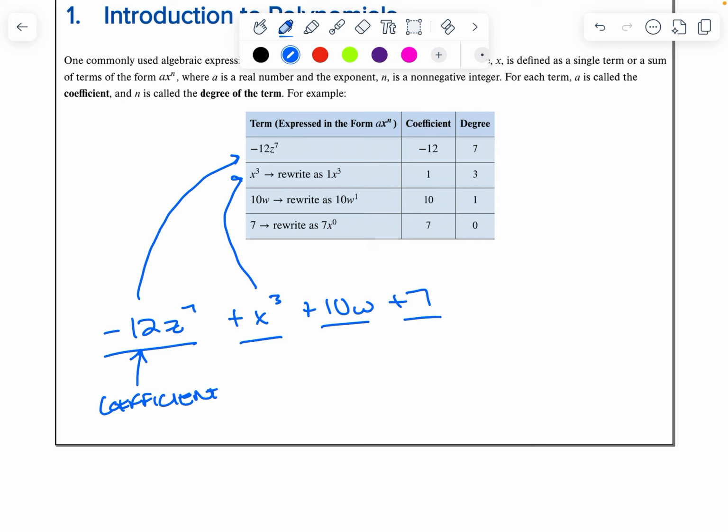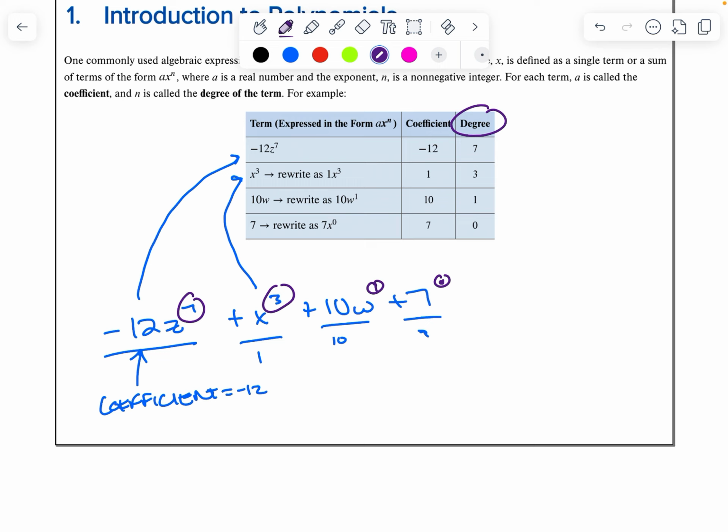So negative 12 is the coefficient there. The sign goes with it. The coefficient here is negative 12. The coefficient here is 1. The coefficient here is 10. The coefficient here is 7. They also each have an exponent, which is called the degree, and I'll just label that in purple here. The degree is 7, 3, 1, and 7 for each of those terms. I'm sorry, and 0 for each of those terms. 1 and 0.